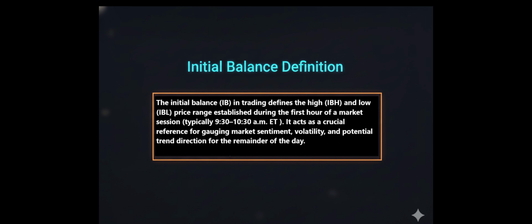So, what is the initial balance? It's the range that forms in the first hour of regular trading hours, 9:30 to 10:30 Eastern. That's it, just the high and low of the first hour. Quick note: I am on Pacific time, so the IB for me will be from 6:30 to 7:30 a.m. So just keep that in mind when you're looking at my charts. It sounds simple, but this range tells me a lot about the rest of the day and what it's going to look like. So let me show you how I use it.